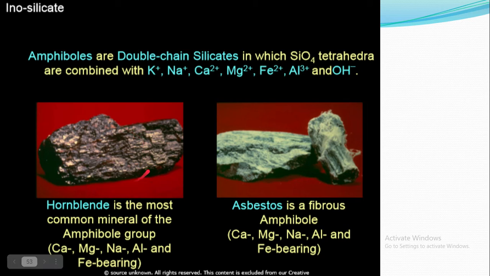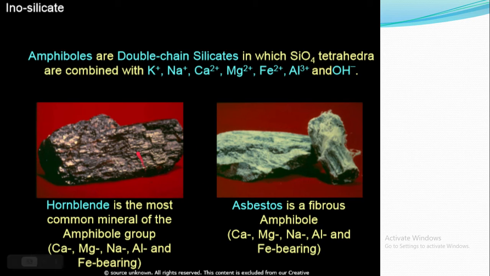Color is like this. This is hornblende, where you have silicate Si4 tetrahedra with these common elements. And asbestos, this color is fibrous. So these are fibers. This again has calcium, magnesium, sodium elements. Both the minerals have more or less the same composition.